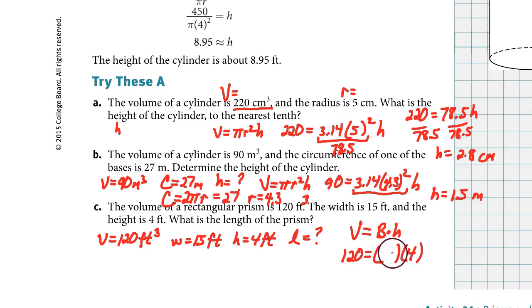Now let's go back and do a little bit of work with area of the base. Because the base of a rectangular prism is a rectangle, the area of the base is found with length times width. I'm filling in L and W. We don't know the answer for L, that's what we were asked to find out, but we do know the answer for W, 15.